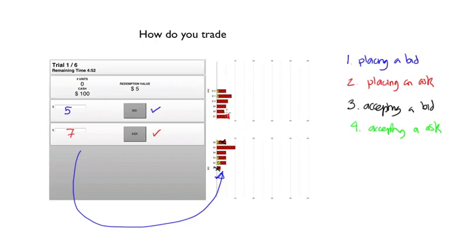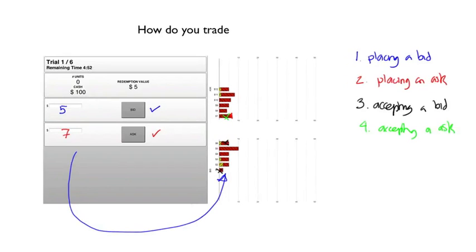What you would do presumably is go to the cheapest price at which you can possibly buy, click there, and immediately the trade will get executed. A token will get added into your account, subtracted from the other person, and the money will be exchanged between the two of you.